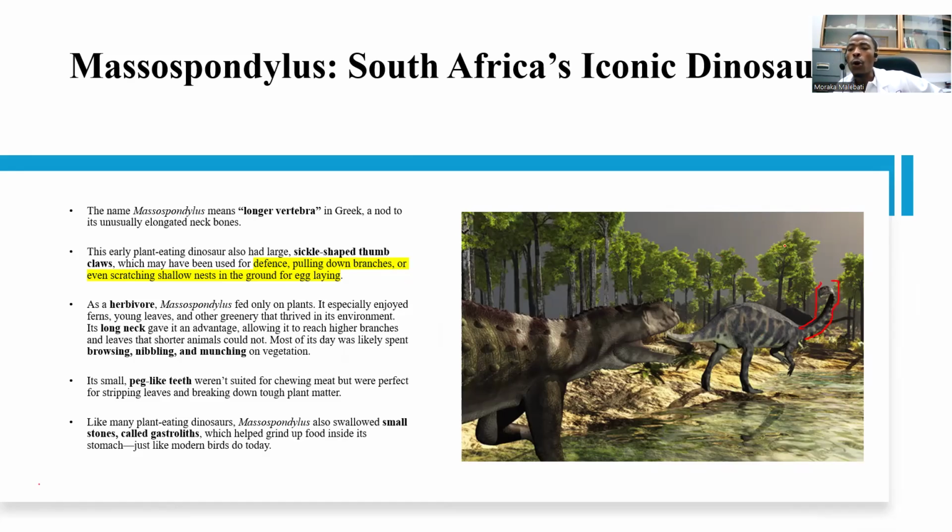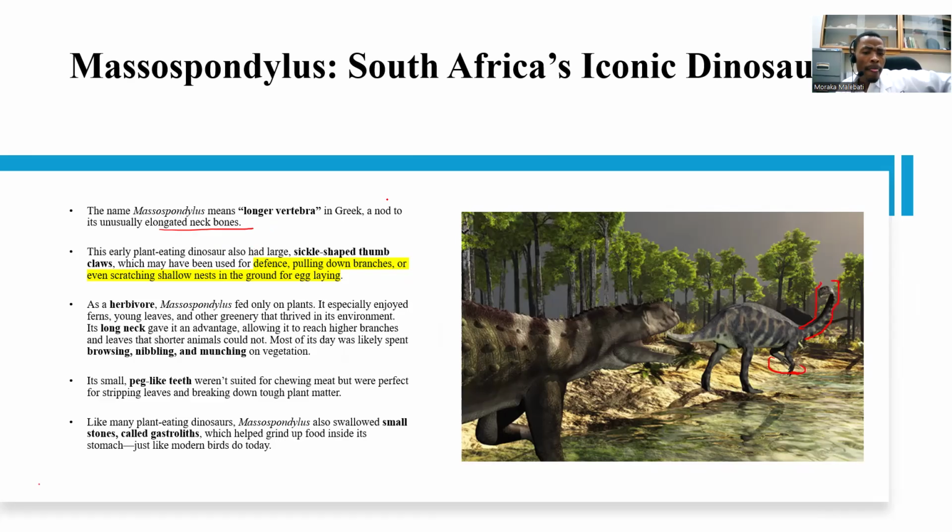It was strong, and it walked on 2 legs, but it could also still walk on 4 legs. The word Massospondylus comes from the Greek for elongated vertebrae, usually elongated neck bones. So you see this long neck, and this early plant eater was eating plants, and it was peaceful.